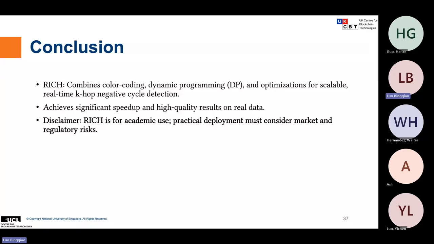Overall, it demonstrates how theoretical algorithms can deliver a practical impact in the crypto market. But the disclaimer is that it's only for academic use. Any practical deployment must consider the market and regulatory risks.